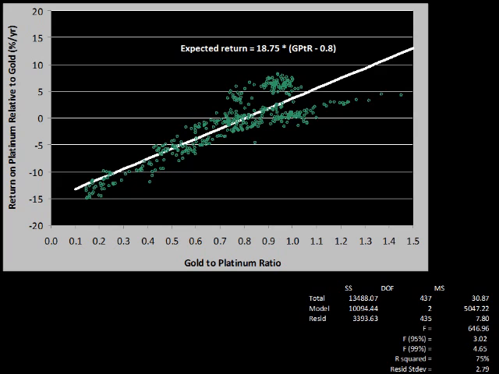The statistics of the regression are really quite good. An R-squared of 75% means that 75% of the long-term performance of platinum relative to gold can be explained simply through the gold to platinum ratio. The F value is 140 times what would be required for 99% statistical significance, confirming that this model is highly significant. Okay, so how did it actually predict? Well, let's take a look.